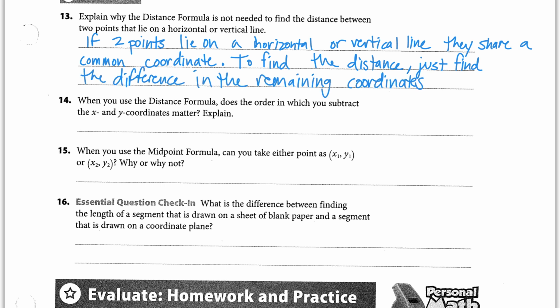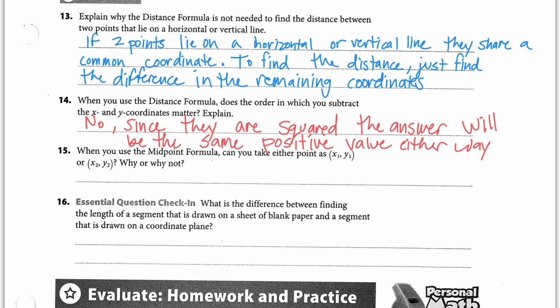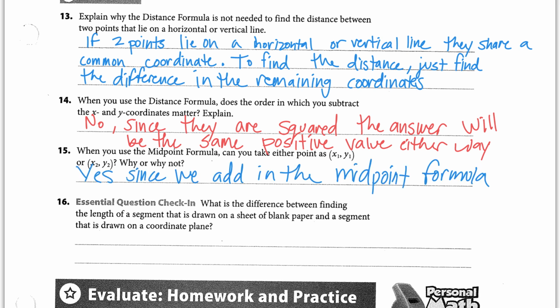When you use the distance formula, does the order in which you subtract the x and y coordinates matter? Explain. No. Since they are squared, the answer will come out the same either way. When you use the midpoint formula, can you take either point as x1, y1 or x2, y2? Why or why not? Yes, because we are adding in the midpoint formula, and addition is commutative.